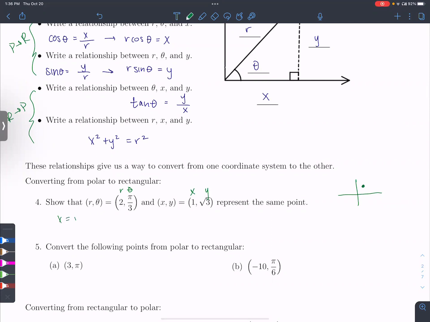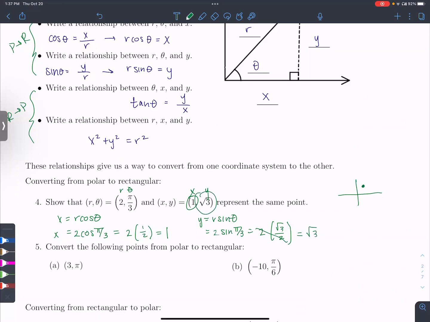So we have x equals r cosine theta. r is 2, theta is pi over 3. So x equals 2 cosine pi over 3, which is 2 times a half, and that is 1. And so the x value is 1, which we were given. And then you also have y equals r sine theta. You're going to do the same thing here, so 2 times the sine of pi over 3. The sine of pi over 3 is root 3 over 2. Those 2's are going to cancel and you have root 3 for y, which is what we were given. So those are the same point. They're in the same spot. It's just different representations of the same point, one in polar and one in rectangular coordinates.